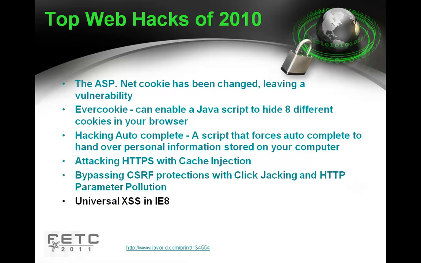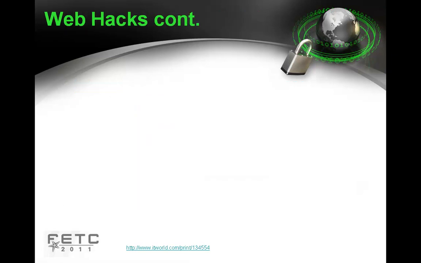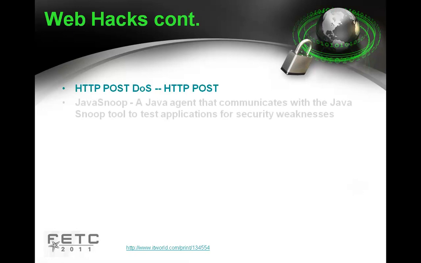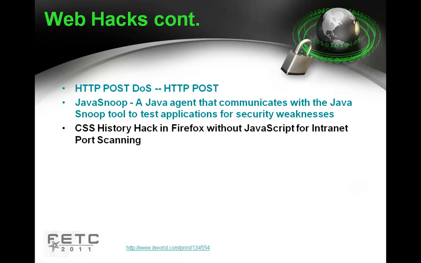And then Internet Explorer 8 has this great little cross-site scripting filter that's supposed to keep us safe. Well, it actually opens up a whole set of vulnerabilities. And again, I just say use Mozilla Firefox if at all possible. I like it a lot better. There's an HTTP POST DoS denial of service hack that was being used very successfully last year. JavaSnoop, which basically tests Java applications for security weaknesses. There's a CSS history hijack for Firefox without JavaScript for internet port scanning. And a Java applet DNS rebinding.